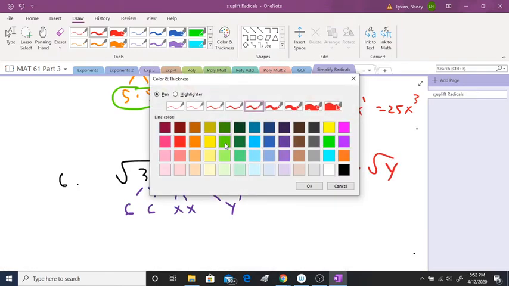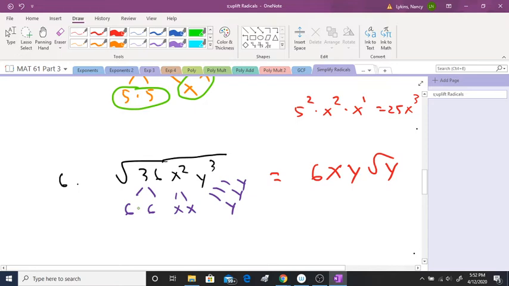Or if you do this visually, like how I like to teach it at the beginning, there's my pair of 6's, there's my pair of x's that I bring out, my pair of y's I bring out 1, and what's left is that y that's underneath.